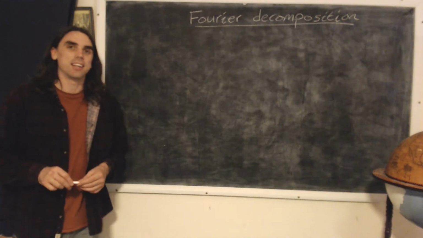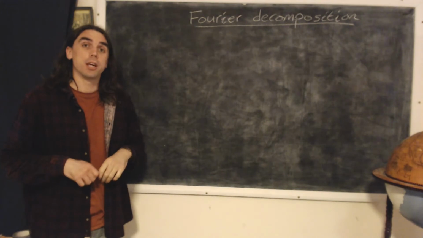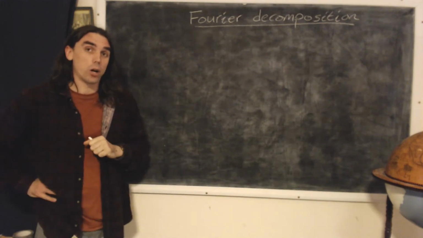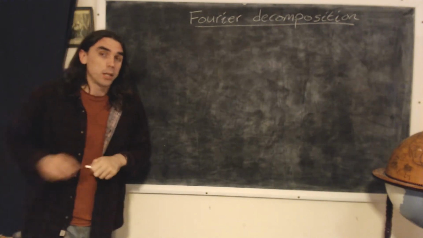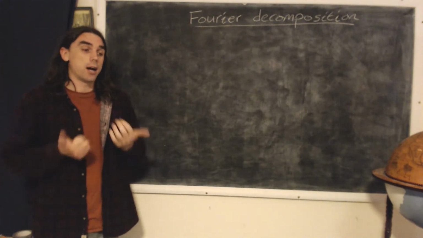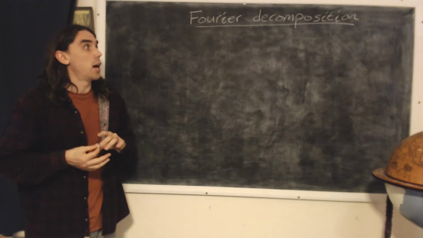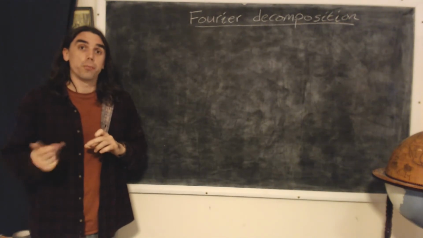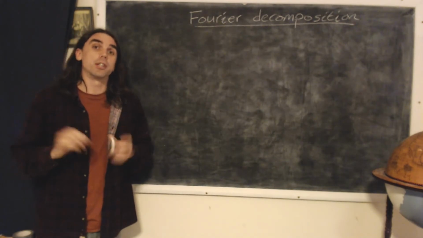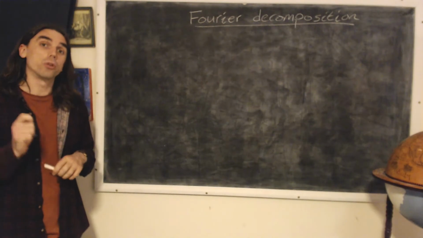Hello. In this video we're going to take a look at Fourier decomposition of functions in the particular case of the infinite potential well. So we showed in a previous video that the eigenstates in the infinite potential well, the energy eigenstates, are orthonormal. In fact, there's a stronger condition. The energy eigenstates in the infinite potential well form what's called a complete orthonormal basis.